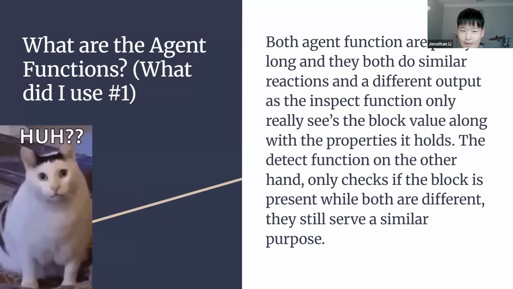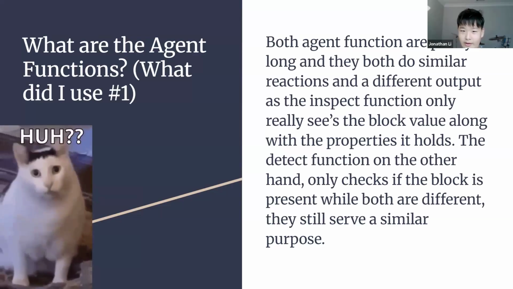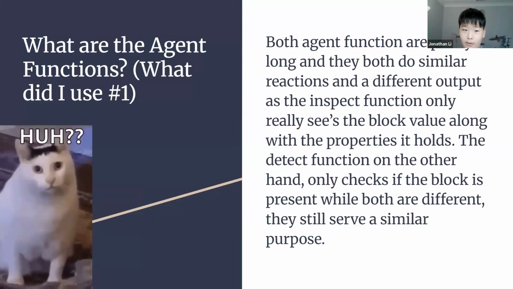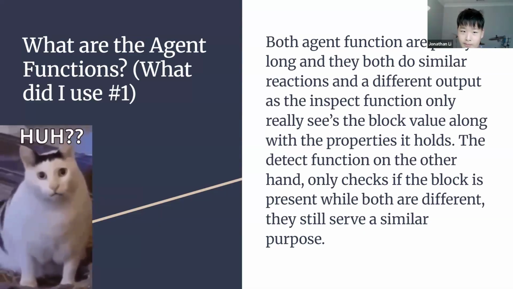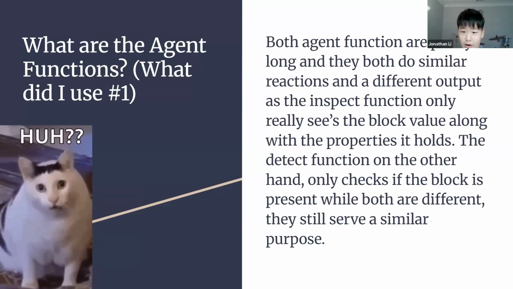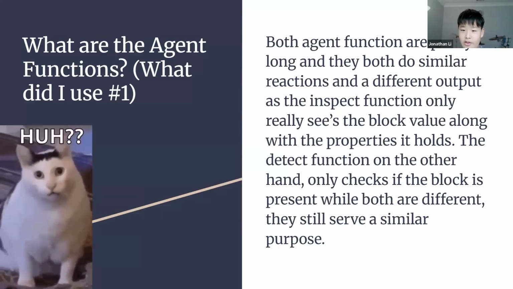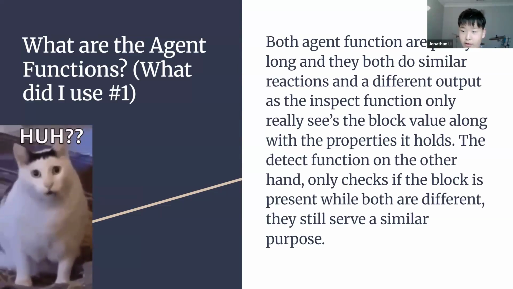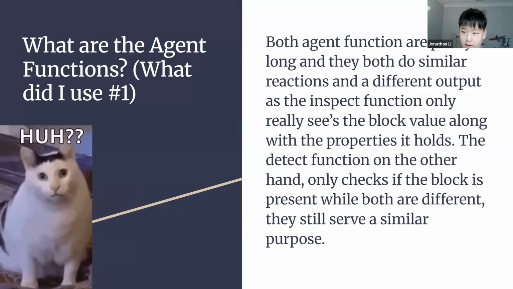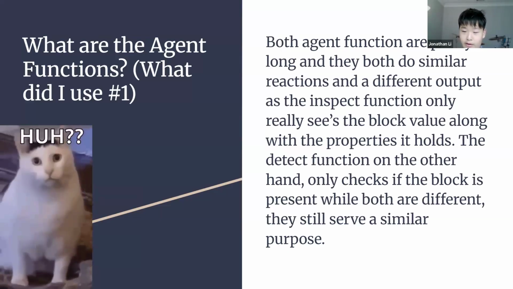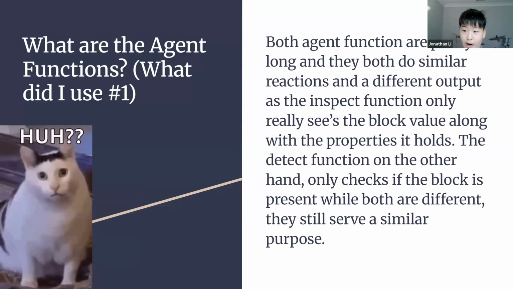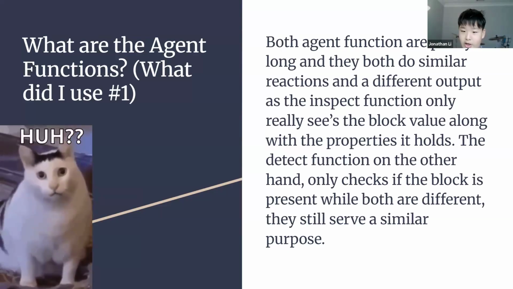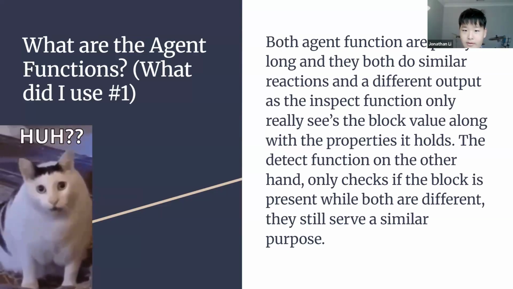So what did I use to build my project? First, we have the agent functions, which are the detect function and the inspect function. Both of these functions are pretty similar, but detect detects a certain block value, while inspect detects the block type. Inspect basically says, oh, the block in front of me is air, dirt or something like that. But the detect function detects a certain number value, like zero, which is air. They can be used interchangeably depending on your purpose.